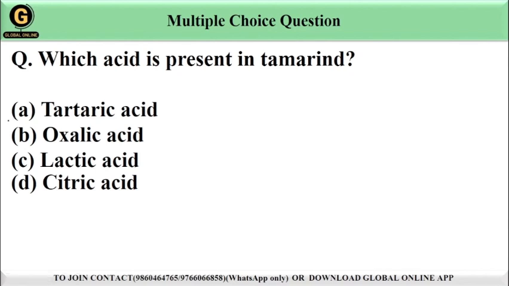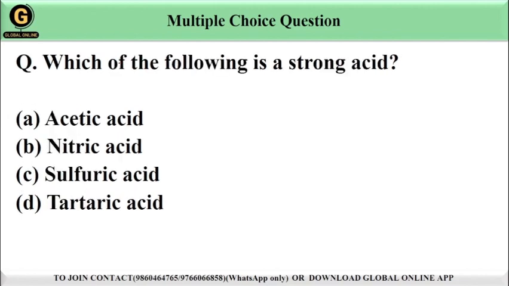Tartaric acid is used in food to add sourness, and this one is different from the rest of the options, which are citric acid, which is found in lemon and oranges, whereas lactic acid is found in milk products such as curd, and the remaining one is oxalic acid, which is found in some leafy vegetables such as spinach. So the correct answer for this question is tartaric acid, option A. Let's move on to the next question.